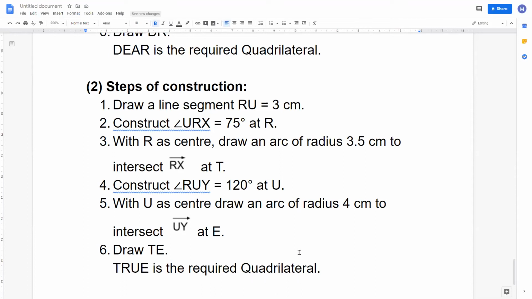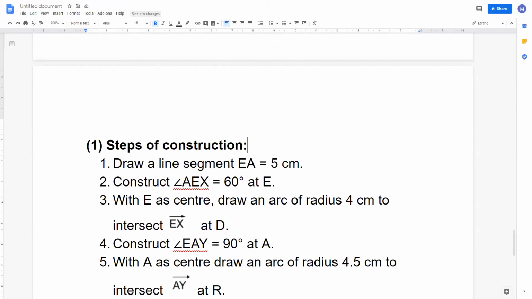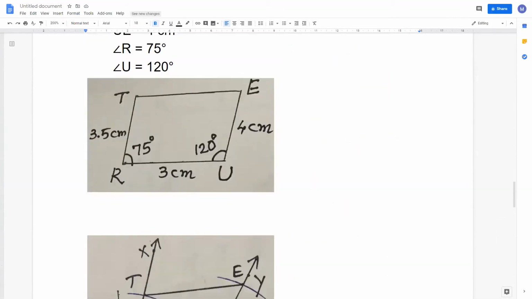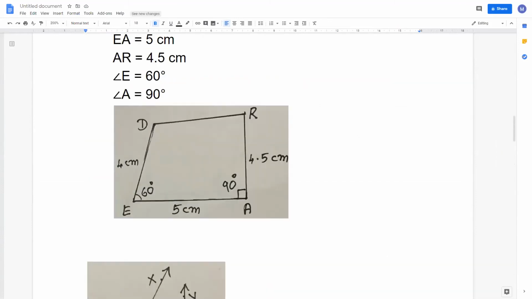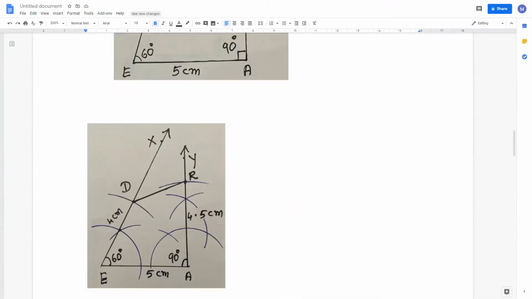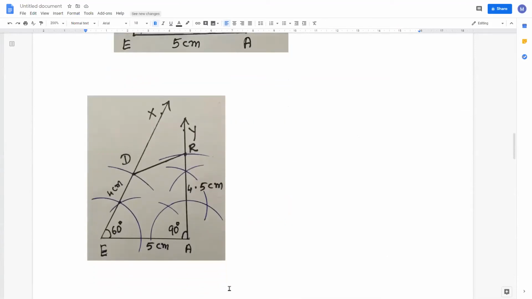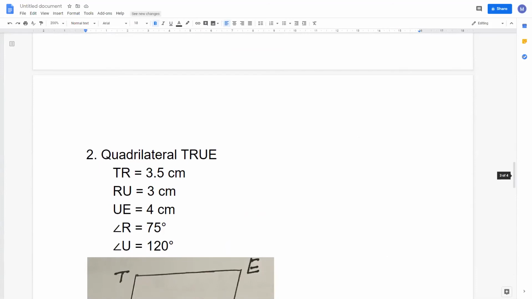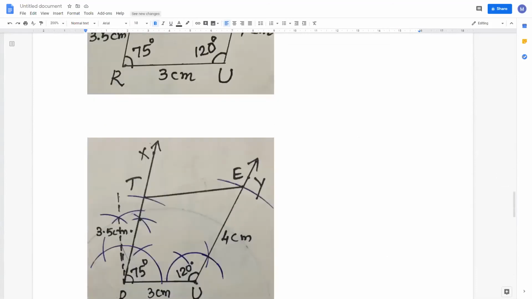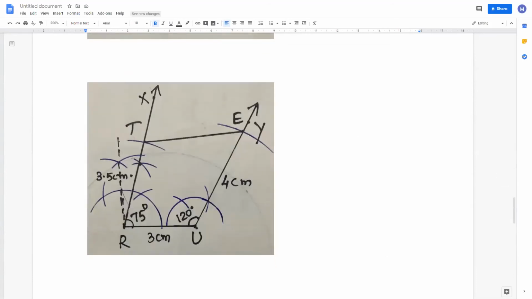As I had explained yesterday, first we have to draw the rough diagram. See, I'm showing. First you have to draw the rough diagram, then after that the real construction diagram. Then you have to write the steps of the first question. After that, the second question: rough diagram, then the real diagram, then the steps like that. And you have to draw all the diagrams with a pencil.